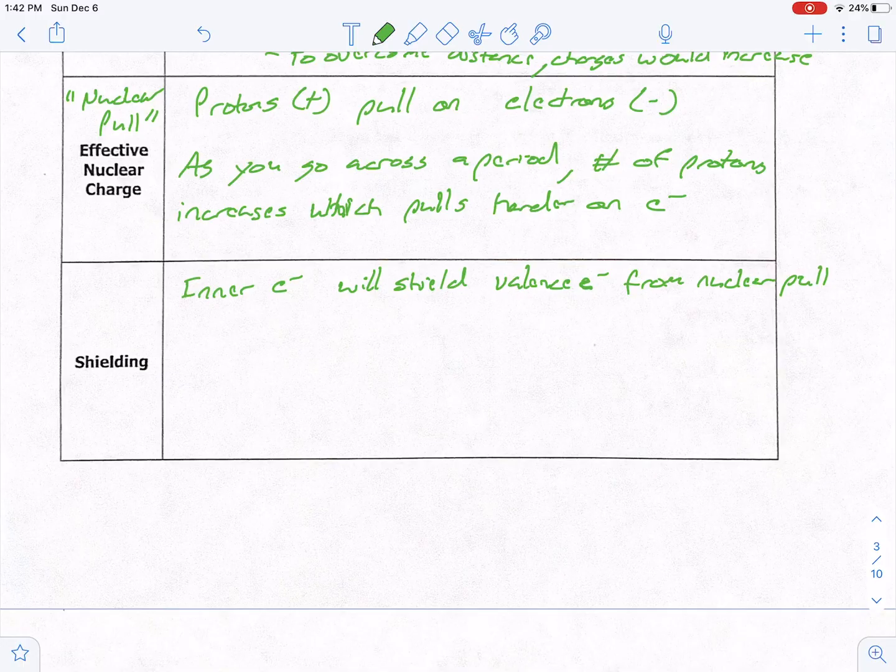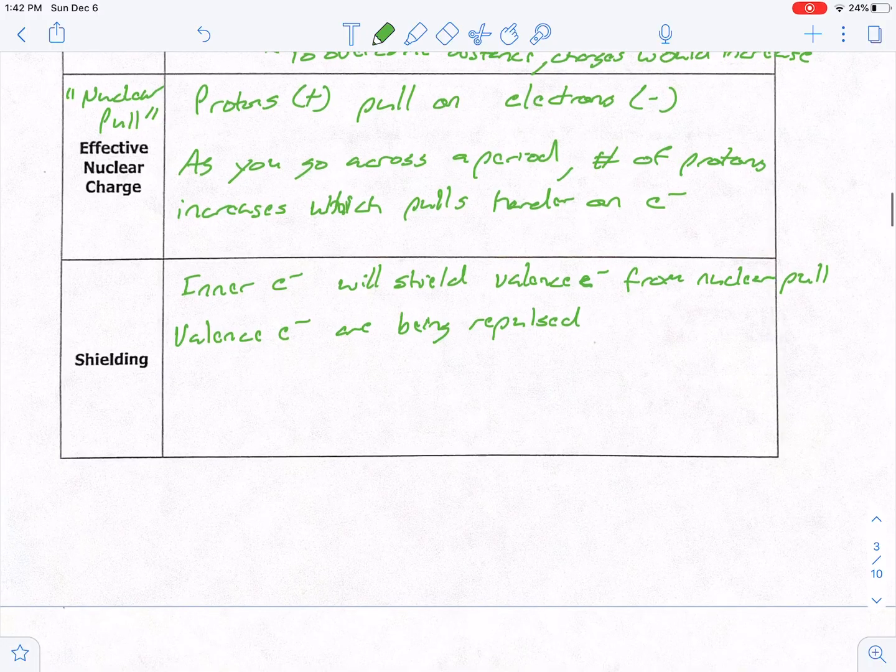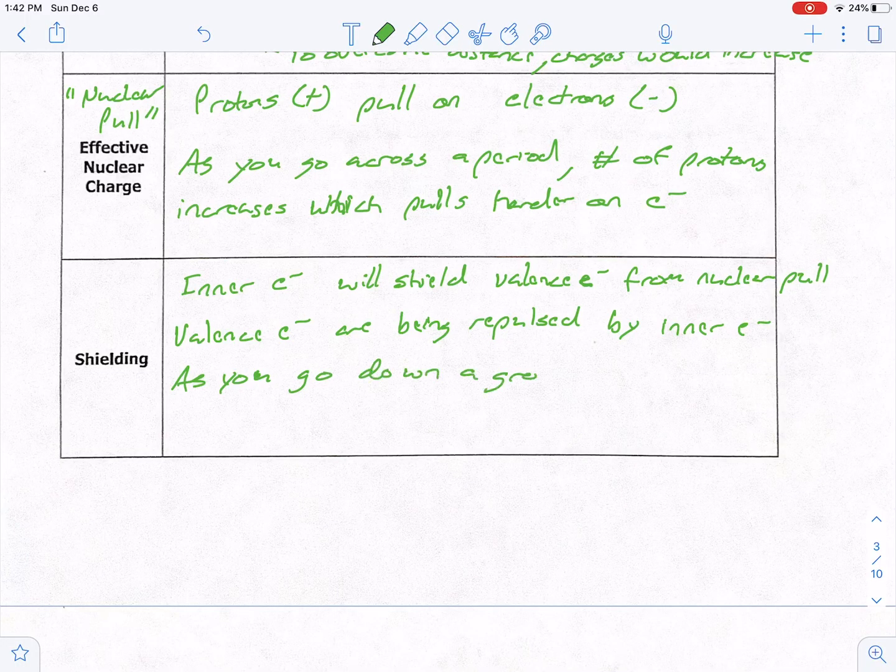Also, when you get a lot of negative things around each other, they want to push away from each other. So the valence electrons are being repulsed. Repulsed just basically means pushed further away by the inner electrons. Okay, so the more electrons I have, the more they're going to want to get away from each other. Okay, so as you go down a group, we're getting more and more energy levels, so more electrons leads to higher repulsion, which makes the electron cloud bigger.